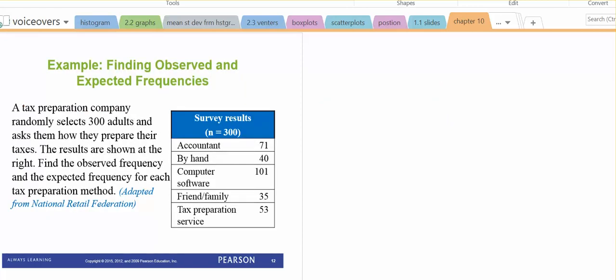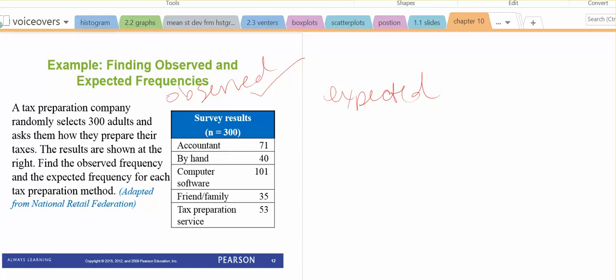So we did a survey, and this is what we ended up with. We selected 300 people, and we asked how did they do their taxes, and this is what we saw. Ta-da! Well, on our previous slide, we saw what was expected. So these are the observed. What did we expect to find?